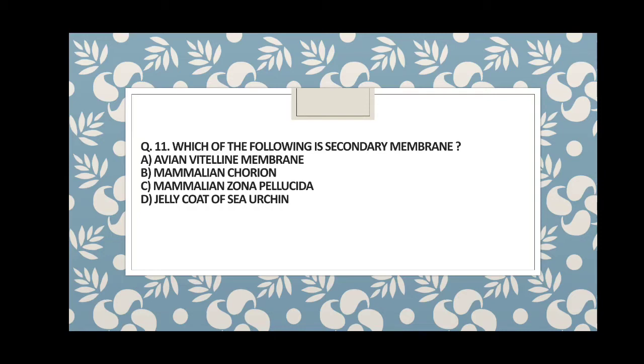Avian vitelline membrane, mammalian chorion, mammalian zona pellucida, jelly coat of the sea urchin. Which one is the correct answer? The correct answer for this question is mammalian chorion. There is no concept to use here, you only have to remember. So guys, mammalian chorion is the right answer. All of the others are primary egg membranes.